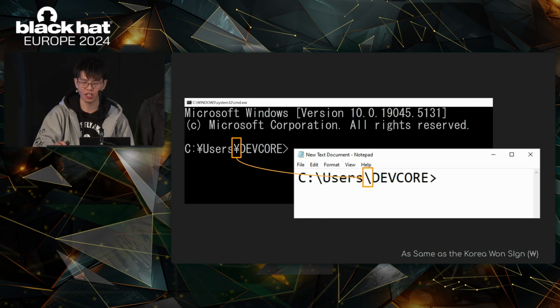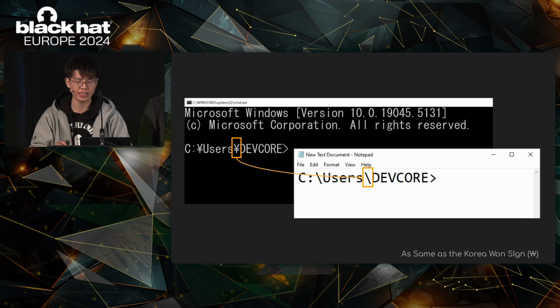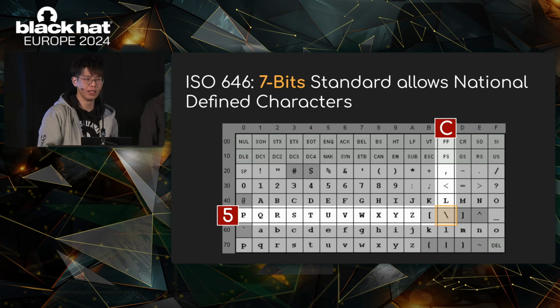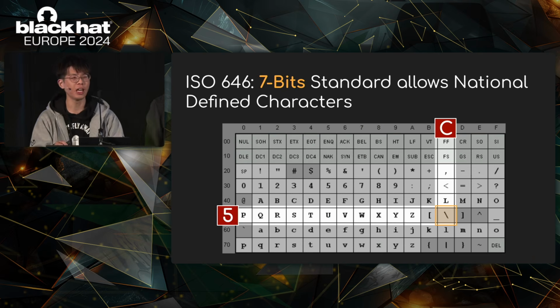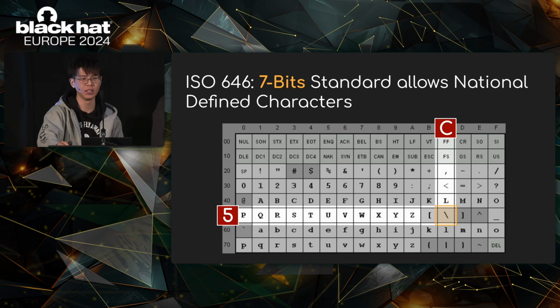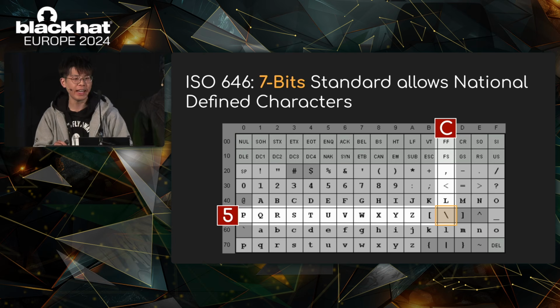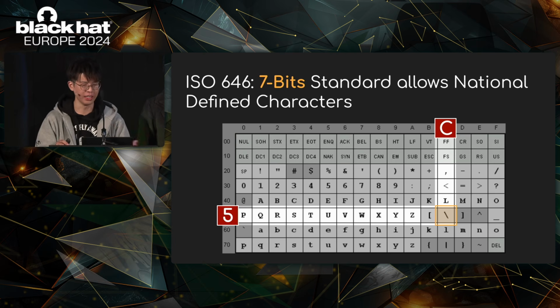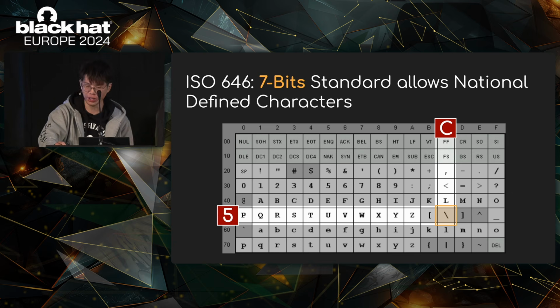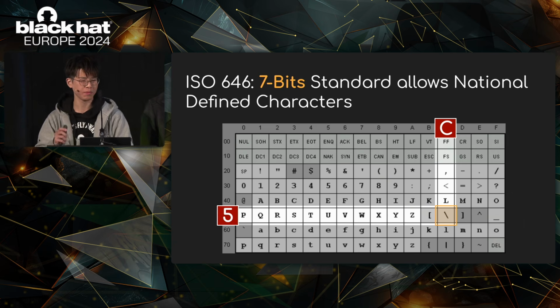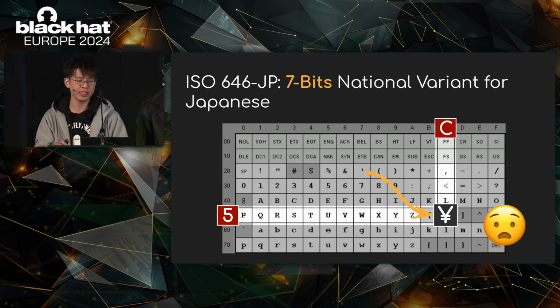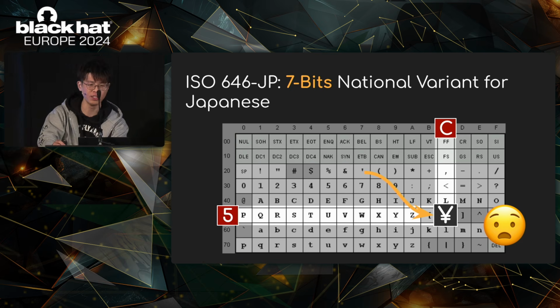But why did Microsoft decide to map the yen sign to a backslash? This can be traced back to several historical reasons. Back in 1996, the ISO attempted to create a standard that can cover as many languages as possible. So it opened several positions for countries to define their own characters. And one of the positions is 0x5C. Since the yen sign is used more frequently than the backslash in Japan, the Japanese variant of the standard places the yen sign at position 0x5C.